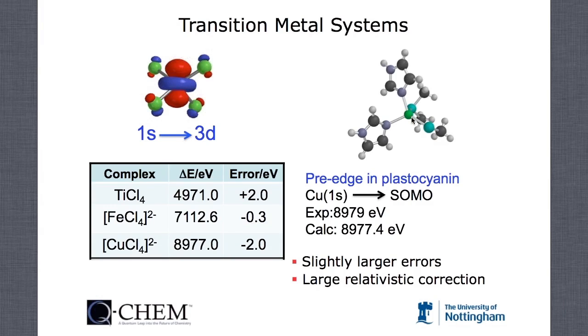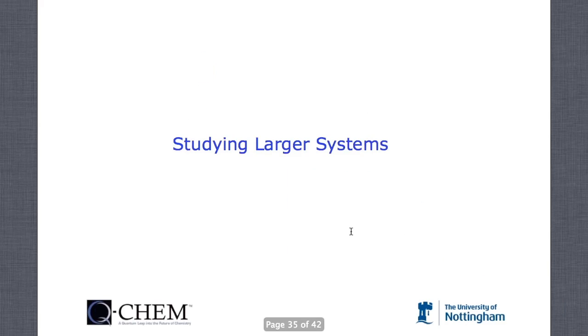So this is a copper 1s excitation here. And if you estimate the effect of relativity on the copper 1s orbital, it's about 80 electron volts. So now this relativistic correction is very large, and so if we're going to get accurate numbers here, we have to do a pretty good job on getting that correct, and that's something we're working on.